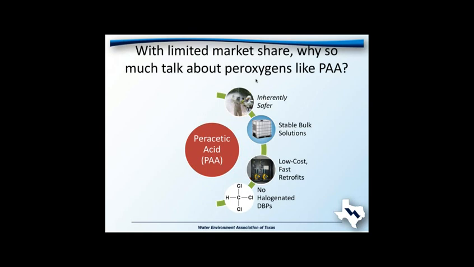That stability is predicated on a very pure solution of PAA, but once it's in a pure solution in its container, it can stay stable for a long amount of time. It's fairly quick to retrofit a system with PAA disinfection if you already have something like chlorine. And then, of course, there's no byproducts formed from PAA like there are with the halogens, such as chlorine. So no trihalomethanes and haloacetic acids to worry about.